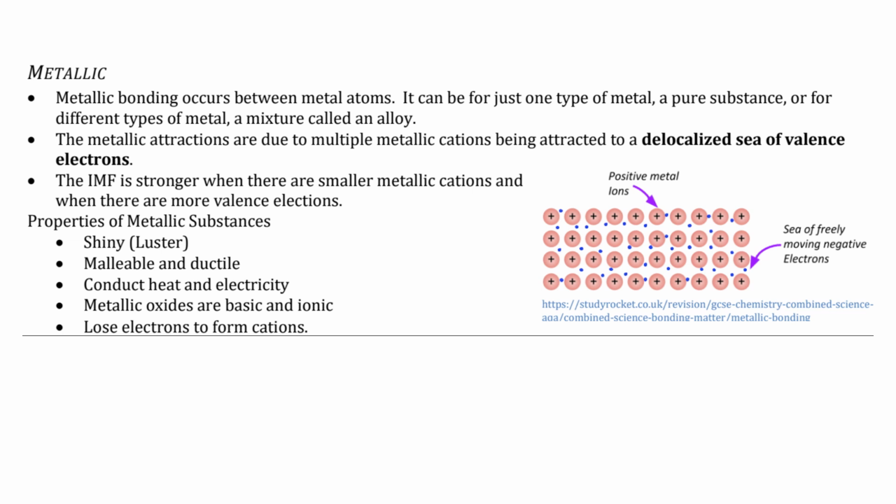Metallic bonding occurs between metals. It can just be for one type of metal, a pure substance like gold or silver, or for different types of metal, a mixture called an alloy. We'll talk about alloys in the next topic, I'm sorry.